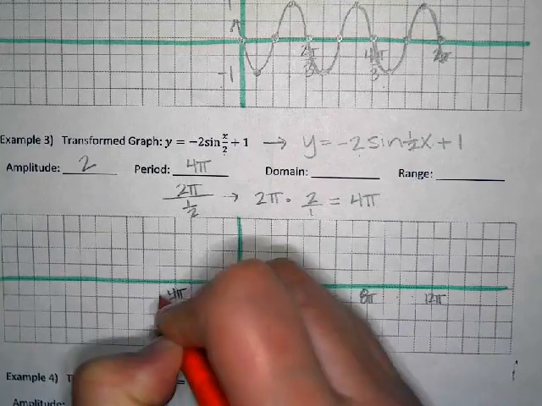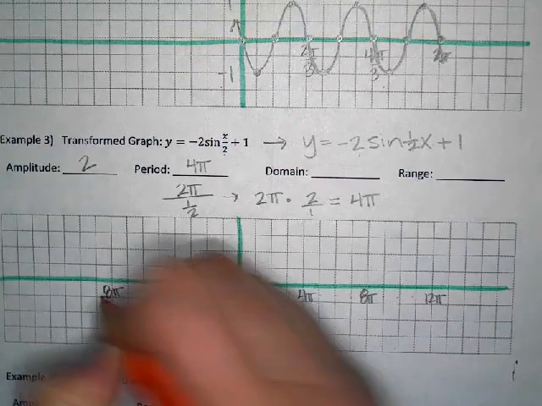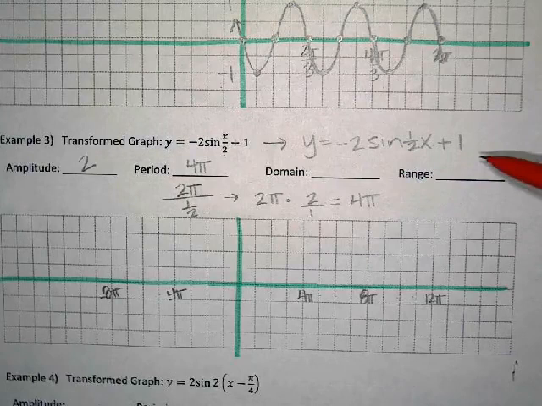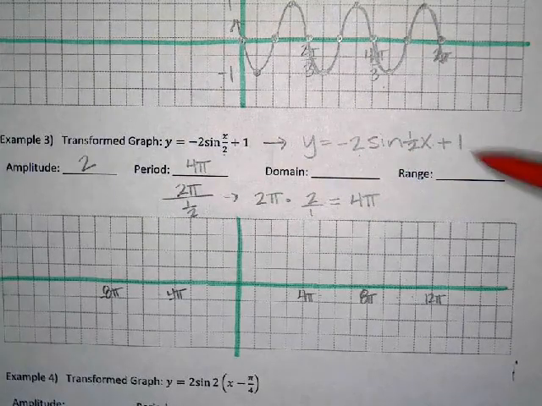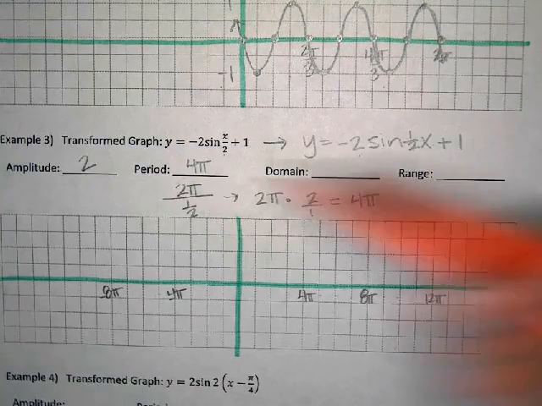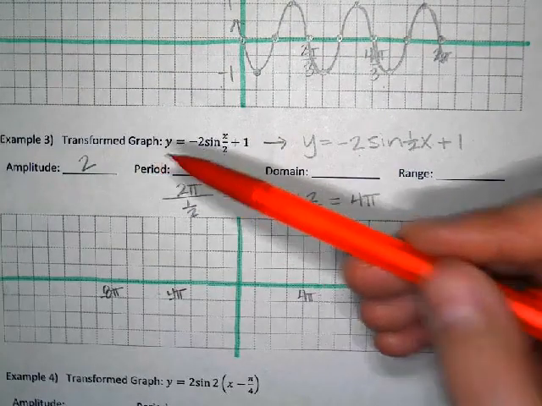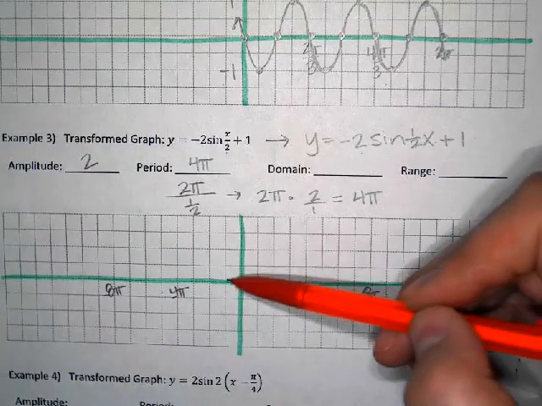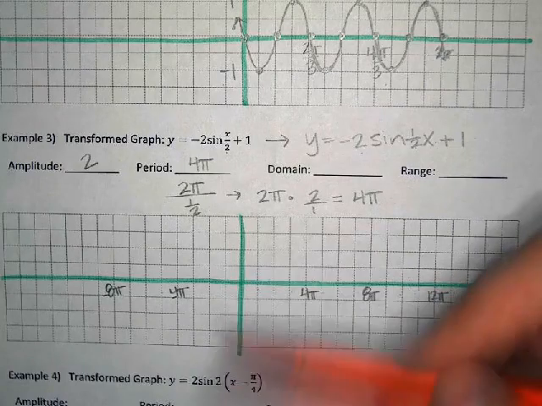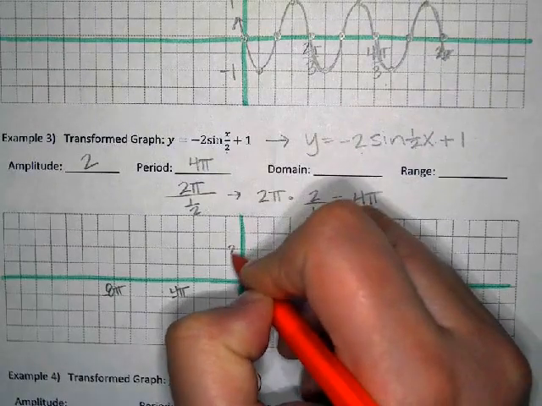Now we have to have room to shift the entire graph up 1, but still have an amplitude of 2. So it has to be able to go up 2 and down 2, but then you have to be able to take the whole graph and move it up 1 box. So we're going to have to count 1, 2, 3, 4. 1, 2, 3, 4. We're going to have to do that so we have enough room for this graph.